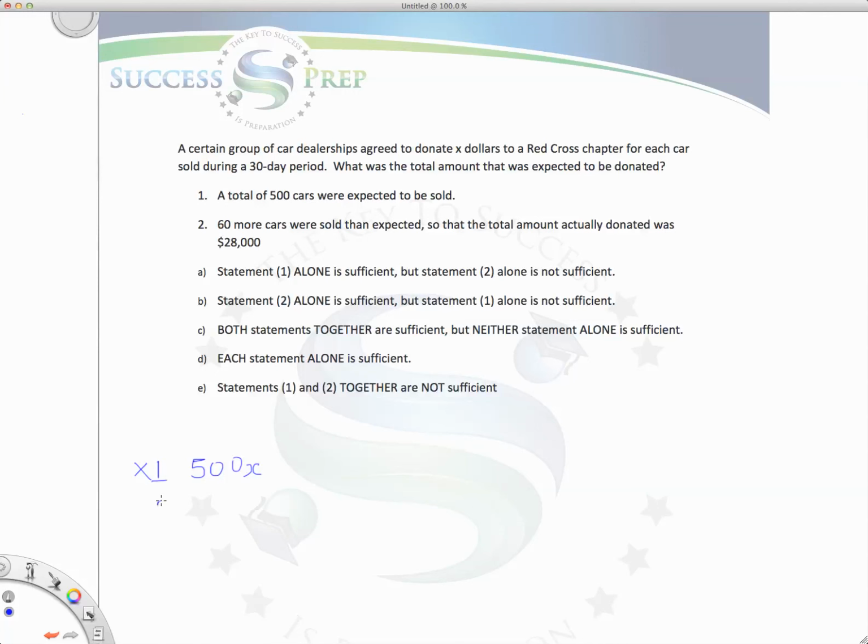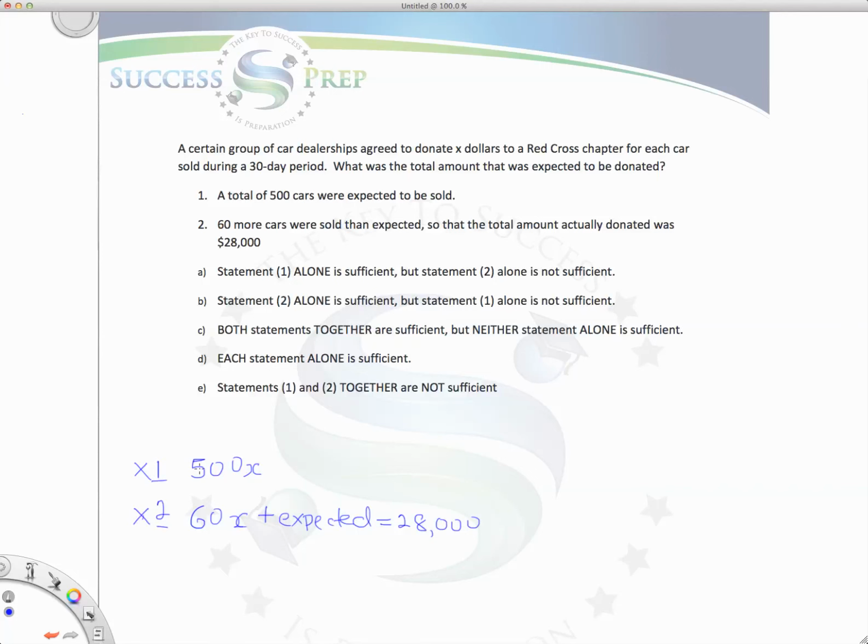Now let's go to statement 2. Statement 2 says 60 more cars were sold than expected, so that the total amount actually donated was $28,000. So what this is telling me is you have 60 cars times x for the number of dollars per car, plus whatever was expected, and that's equal to $28,000. In this case, you're having the same issue. We don't know what the value of x is, and we don't know what that expected number is. So statement 2 also is insufficient by itself.